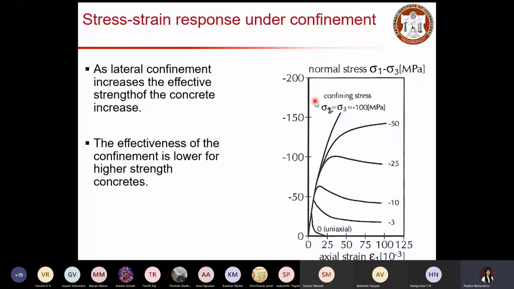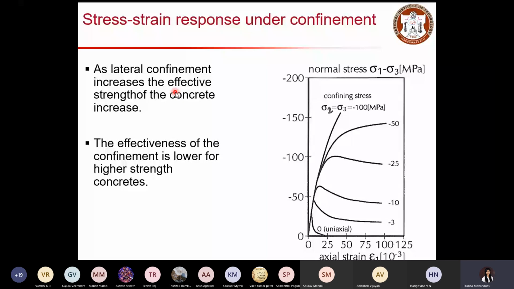The point is when the confinement increases, the effective strength of the concrete increases because you will have a very stiff system to resist the load, so resistance will be increased significantly. So when your concrete is confined, your strength will be more. The confinement can be in the form of increasing the compressive strength of your concrete, or sometimes you can provide reinforcement to increase the confinement.